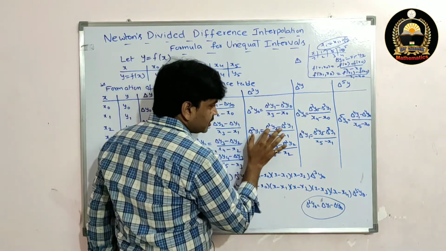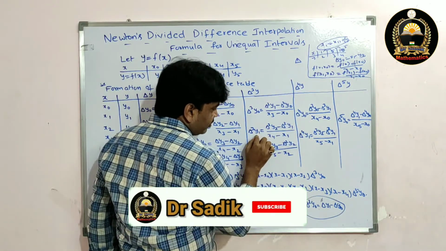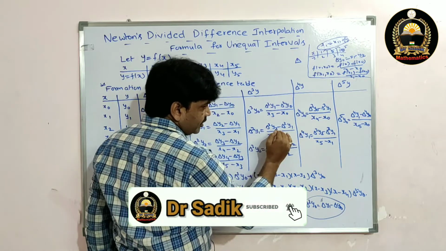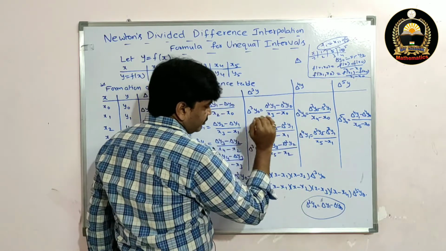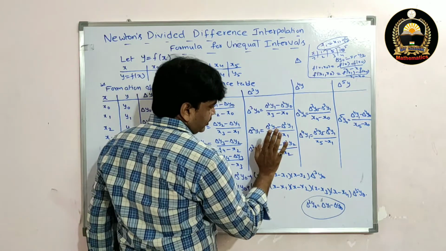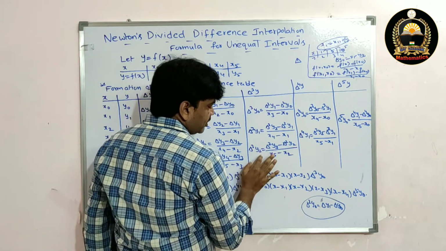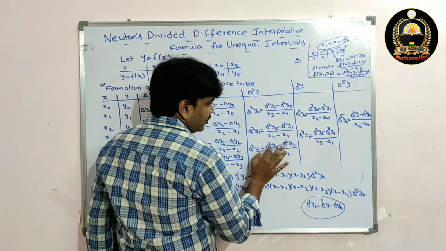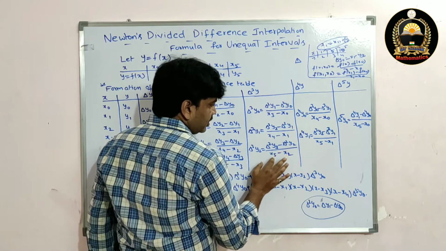Now del cube y1 means del square y2 minus del square y1, divided by x4 minus x1. Here we have x3, so we get x4 minus x1. Similarly, del cube y2 means del square y3 minus del square y2 divided by, this time, x5 minus x2.